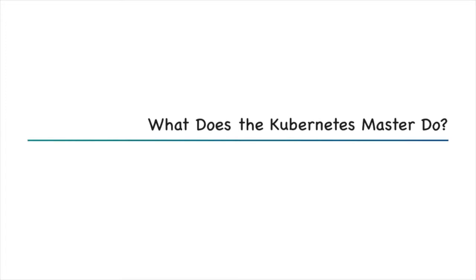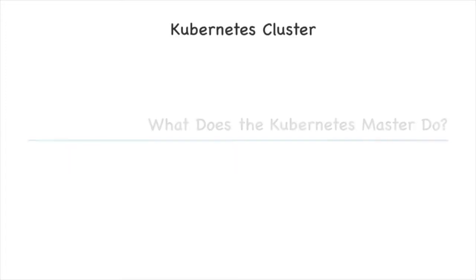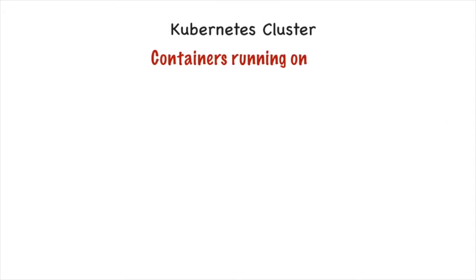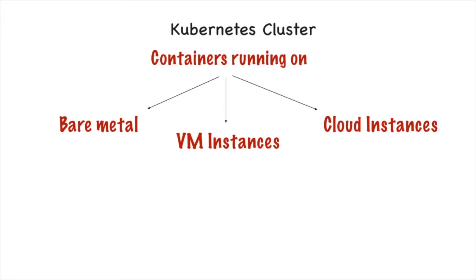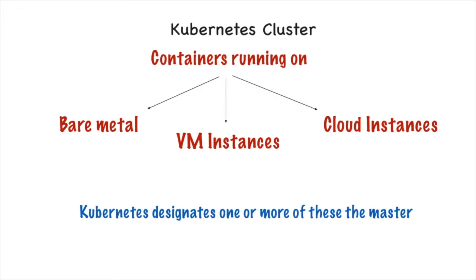Let's understand what role the master plays in a Kubernetes cluster. Let's turn back to the diagram we drew a moment ago. Remember that a Kubernetes cluster consists of a large number of infra components. These infra components could just be bare metal machines, they could be virtual machines running in an on-premise data center, or they could be virtual machine instances running on the public cloud.